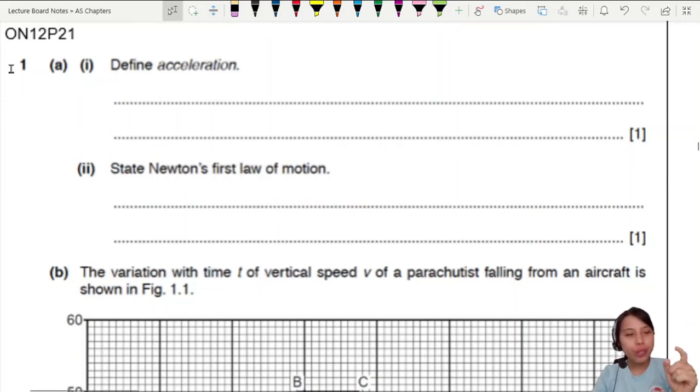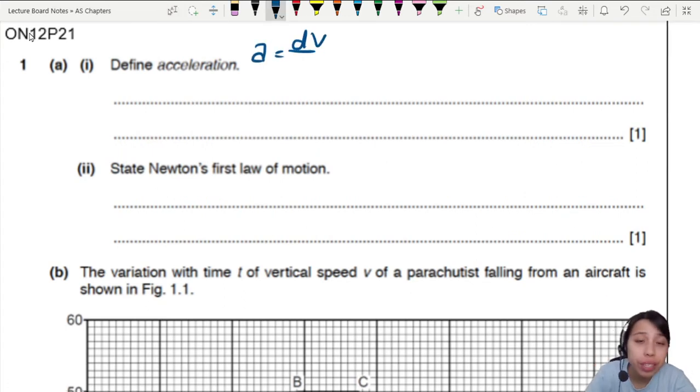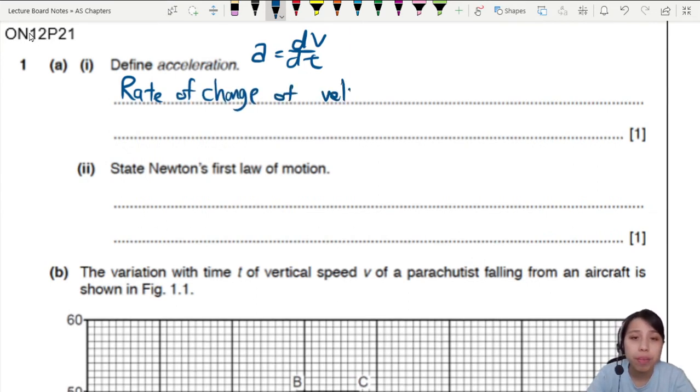This is ON12 P21 question 1, which tests our understanding about terminal velocity. So very first thing, what is acceleration? Acceleration, you should know, is dv/dt, which is also called the rate of change. So let's write that out: rate of change of velocity. This is the best and safest way to write your answer.